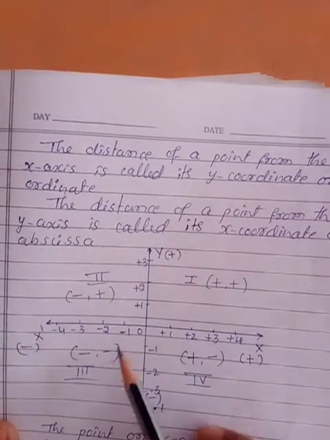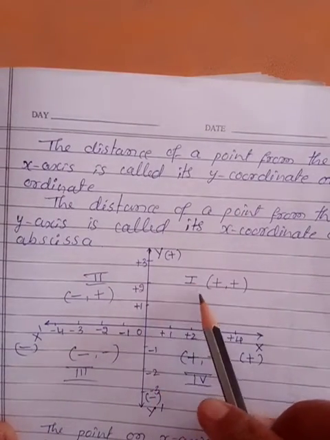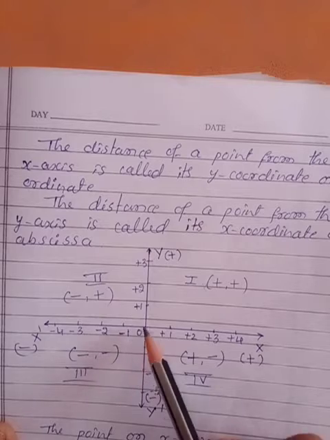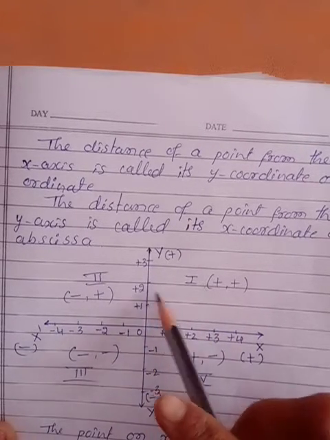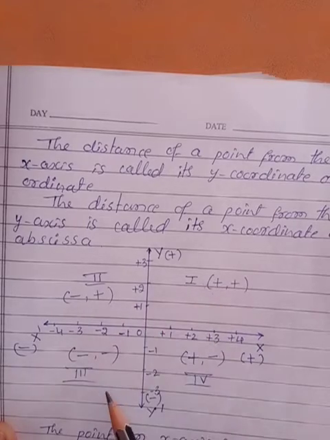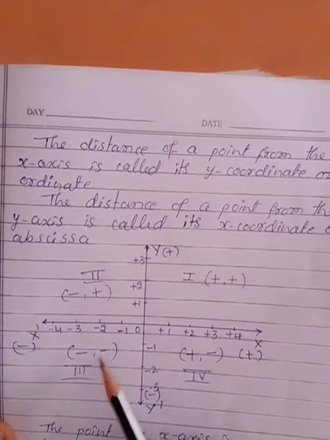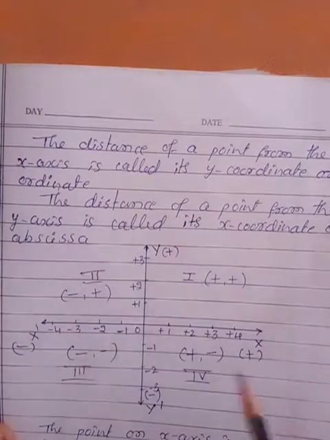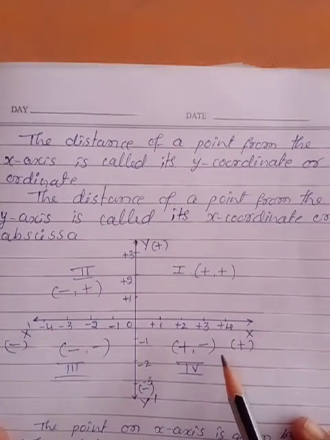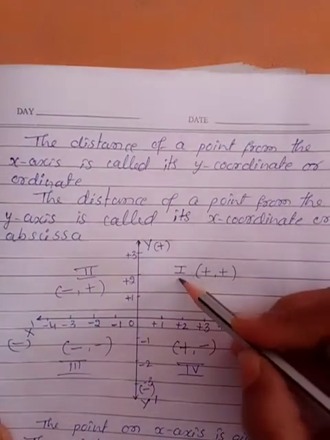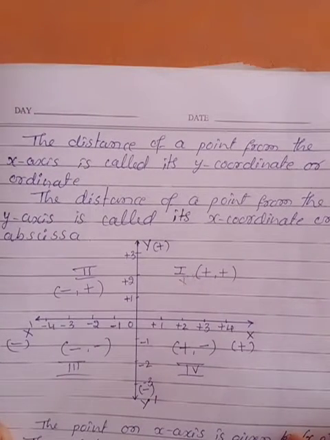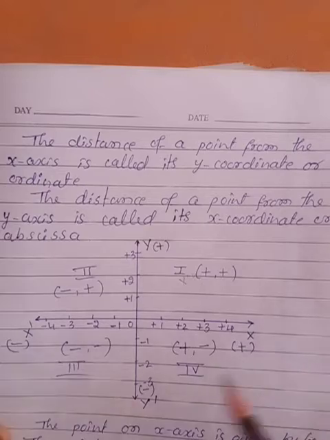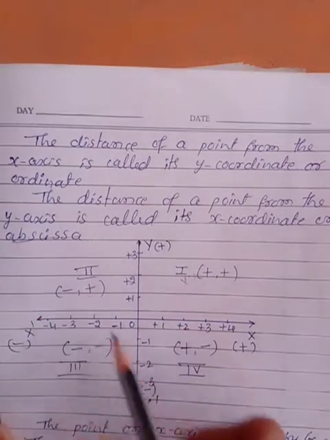Now, consider the distance of a point from the y axis. For example, here is a point. The distance you measure from here to here is called the x coordinate, or abscissa. In the same way, if you measure the same point's distance from the x axis, that is called the y coordinate, or ordinate.